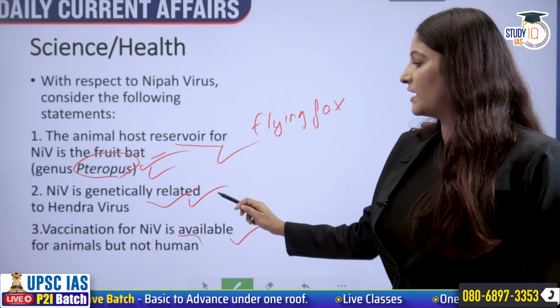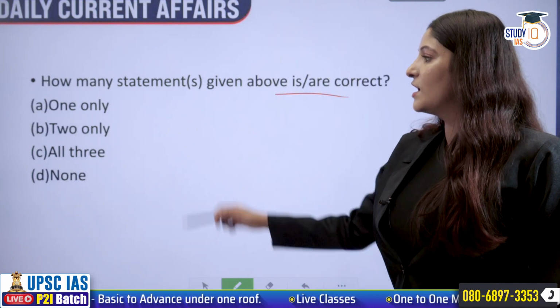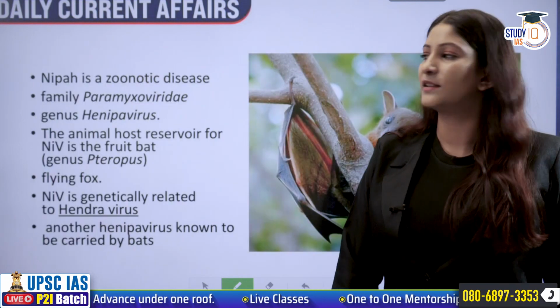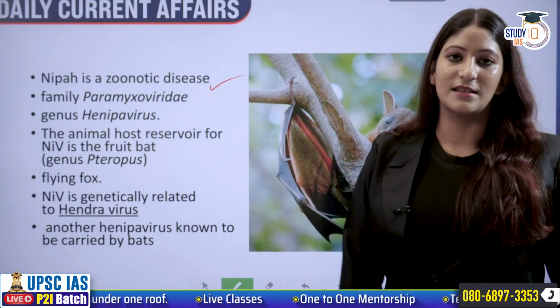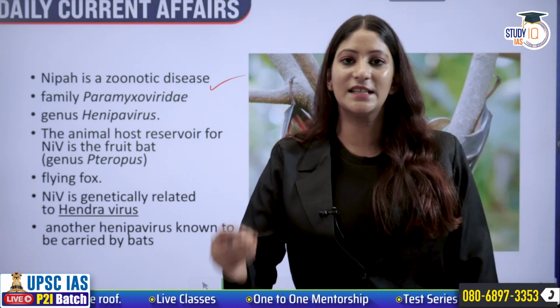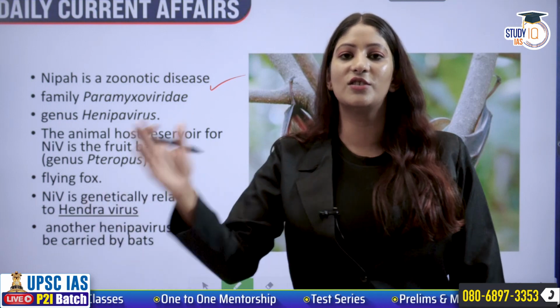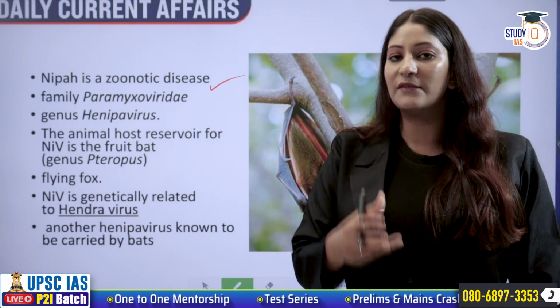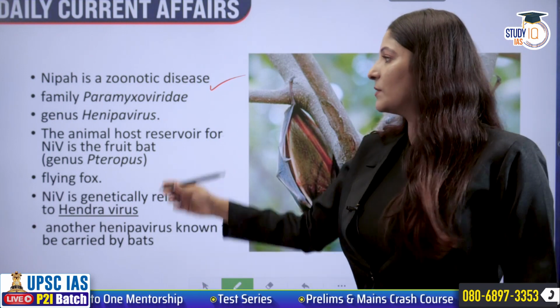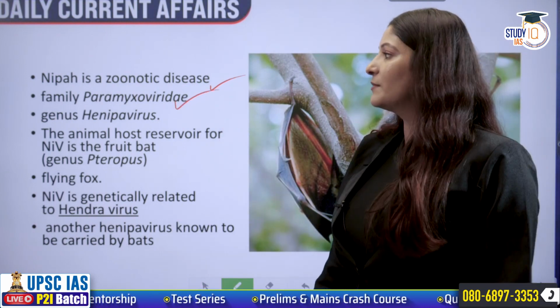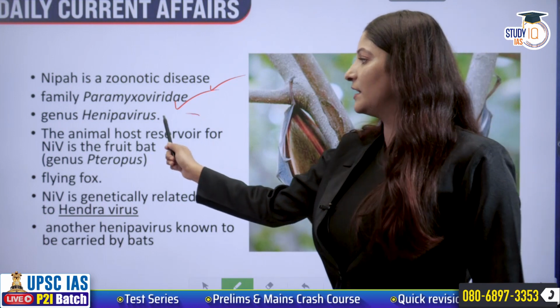First is correct, second is correct, third is not correct. How many are correct? Two only will be the correct answer. Nipah is a zoonotic disease. That means this disease can jump species. From the species of animals, it has jumped to humans, and thereafter, having infected humans, humans will infect other humans. It belongs to the family Paramyxoviridae, and the genus is Henipavirus.